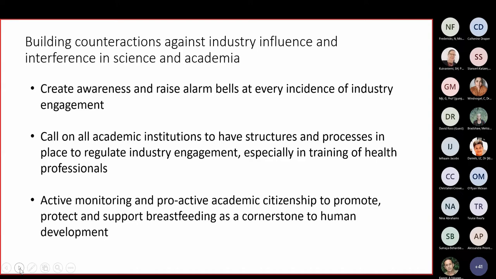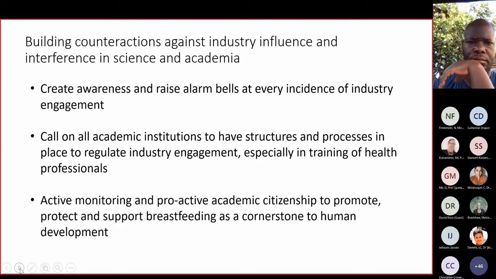And so if we are going to be building counteractions against industry influence and interference, we need the following to happen rapidly: to create awareness and raise alarm bells at every incident of industry engagement, and there are many that are happening. Dr. Noor showed a continuum of how industry is engaging with academics and academic institutions. We must call on, as individuals, even sitting in this webinar, our academic institutions to have structures and processes in place that actually regulate industry engagement, especially around the training of health and development professionals.